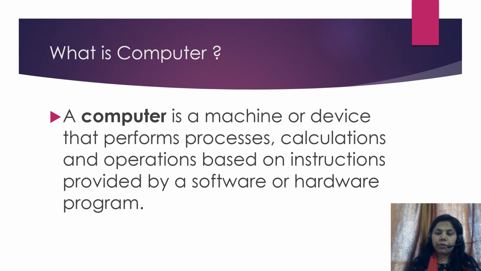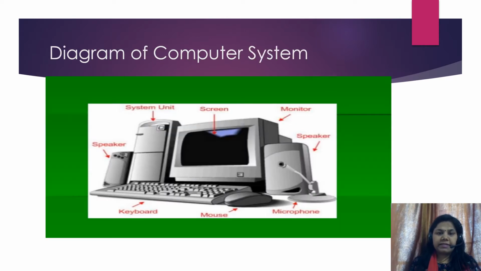to the computer. So next, this is the diagram of our computer system, where you can see various physical components of the computer, like mouse, keyboard, then screen, which is a monitor, then this is the CPU, which is also known as a system unit, then speakers and microphone are there. So this is the whole computer system diagram.